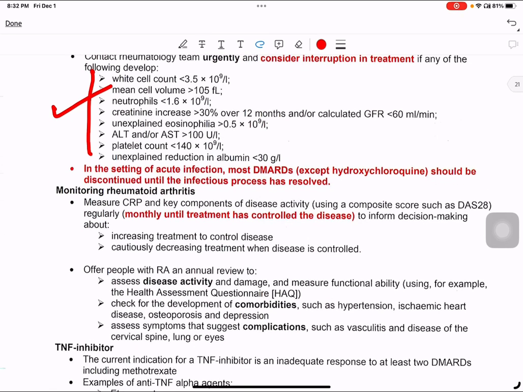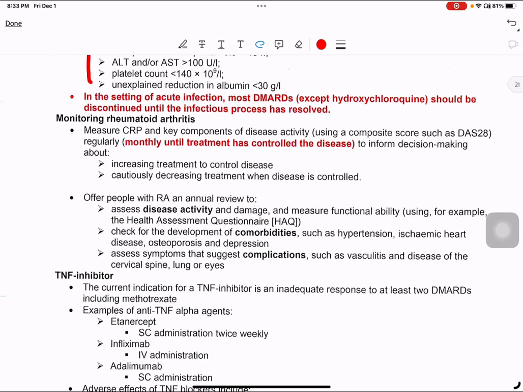How can we monitor a patient with rheumatoid arthritis? We can monitor by checking the number of tender joints, the number of swollen joints, by checking the ESR and CRP, and by checking the patient's well-being. So there is the DAS 28 criteria. By DAS 28 we can monitor the activity of rheumatoid arthritis.